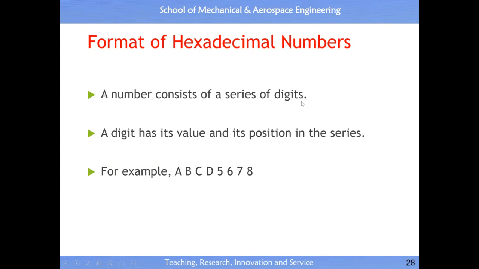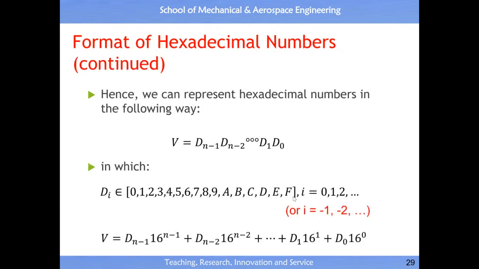So the principle is the same. We use a series of digits to represent a hexadecimal number. A digit has a value and has a position, and the value in the case of hexadecimal will vary from 0 all the way to 15. Then we use the symbols A, B, C, D, E, F to represent the values 10 all the way to 15.